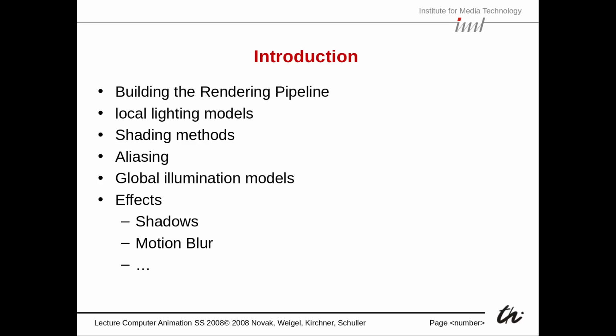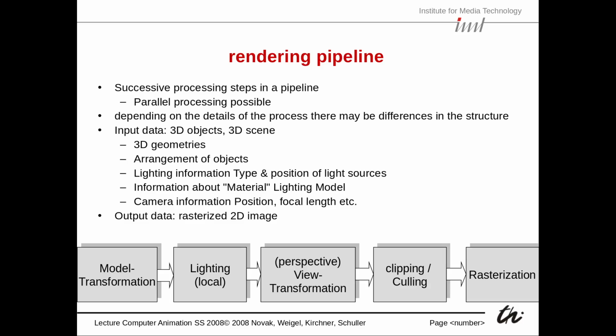So we have a virtual light, which we need to include to see our object. Then we need shading methods, which is how the light is reflected from our virtual objects. And later we also need to take care of aliasing. We also will take a look at global illumination models and effects like shadows and motion blur.